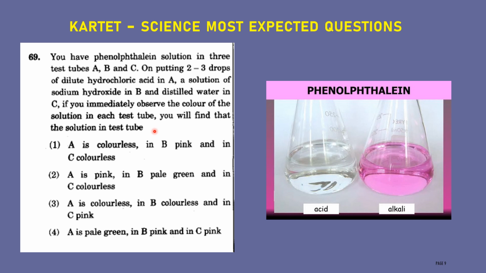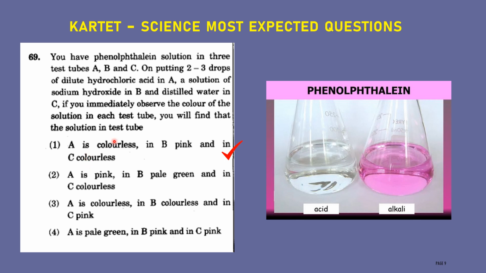Take 3 different test tubes. In test tube A, take hydrochloric acid. In test tube B, take sodium hydroxide. In test tube C, take distilled water. In all the 3 cases, add 2-3 drops of phenolphthalein indicator. Then immediately, what is the change in the color of the solution? They are asking this question. Here the correct option for this question is option A.